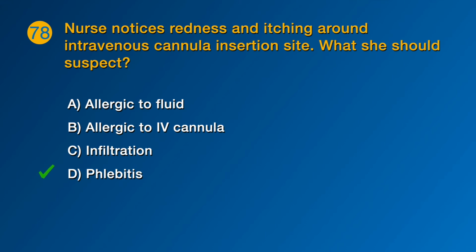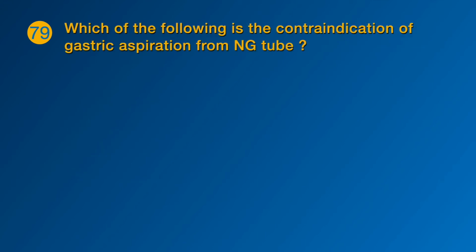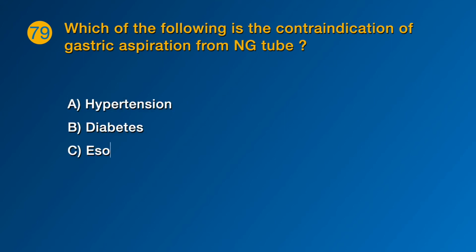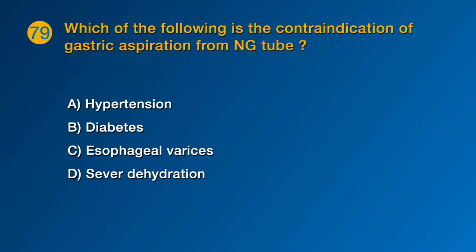So answer is D, phlebitis. Phlebitis means infection or inflammation of veins. Signs of phlebitis are redness, pain, swelling, tenderness and fever. Next question is, which of the following is the contraindication of gastric aspiration from NG tube? NG means nasogastric. Options are hypertension, diabetes, esophageal varices, severe dehydration. So correct answer is C, esophageal varices.